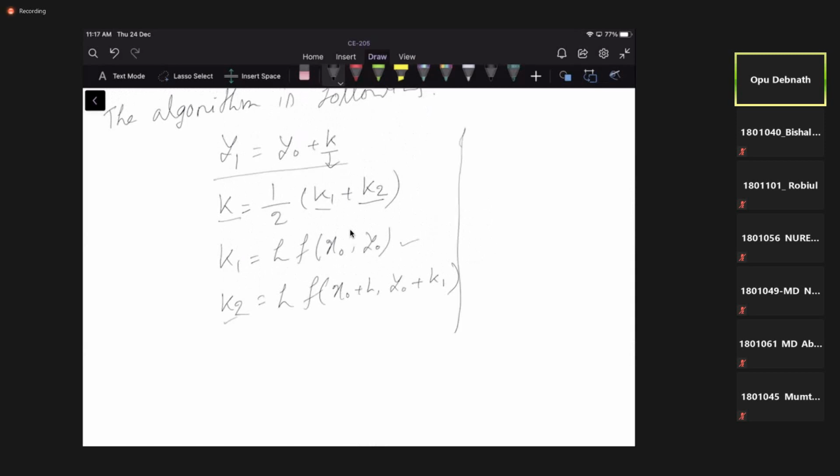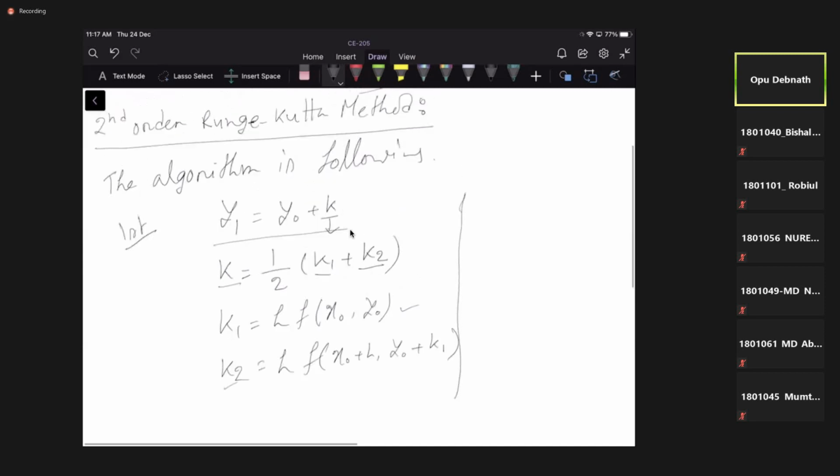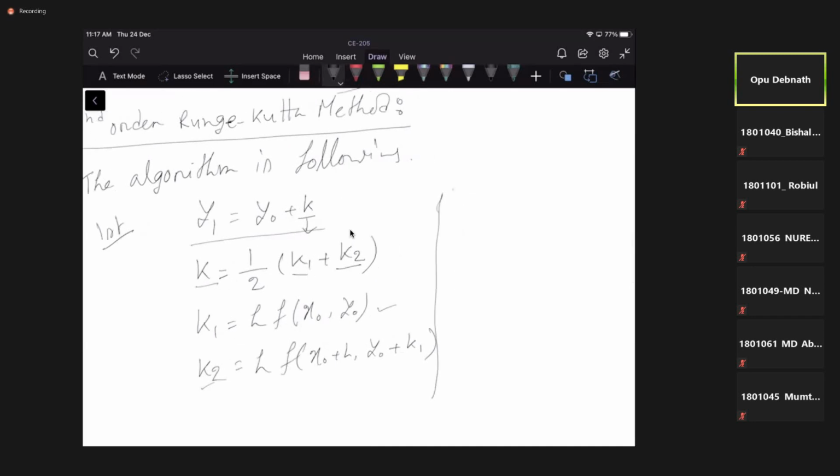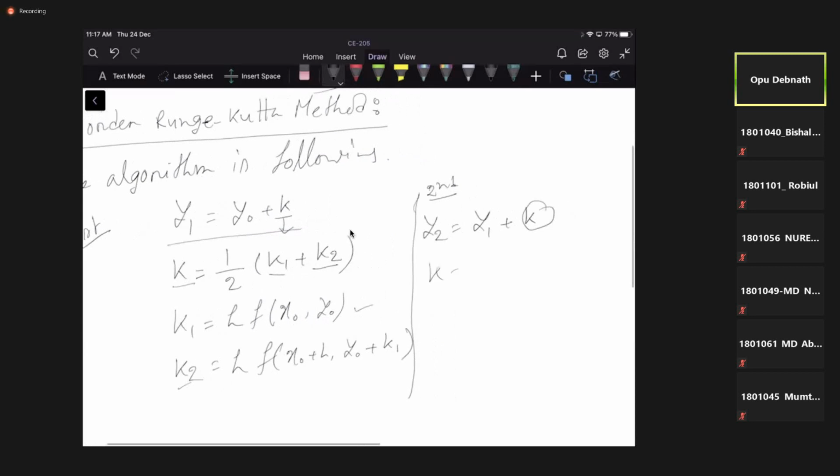Again, when you go for the second trial, that means this is your first trial y1, and when using the second order Runge-Kutta method, you may need to go for successive approximations based on your problem statement. That means in the last class we solved problems where we needed to go for y1, y2 and y3 to reach the limit of the ordinary differential equation. In this case also, if I go for the second trial, y2 will be simply y1 plus k. At this stage the k value will be changed. In successive stages the k value will be changed. K is as before half of k1 plus k2.